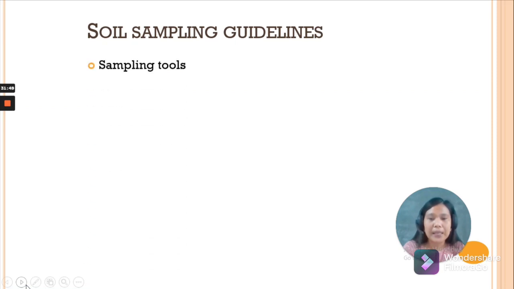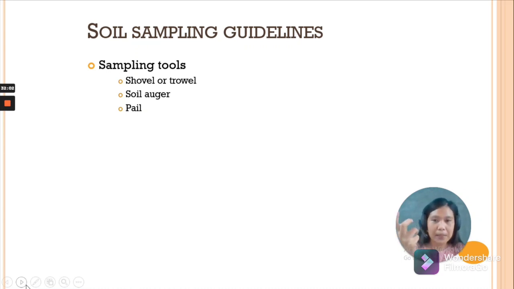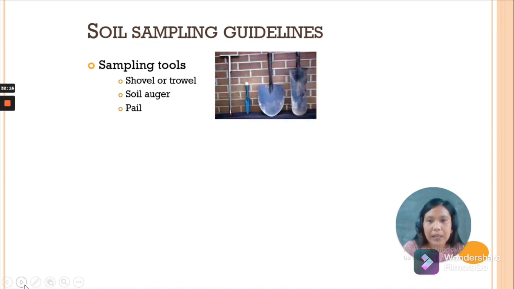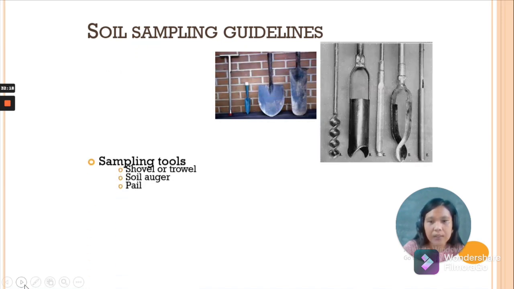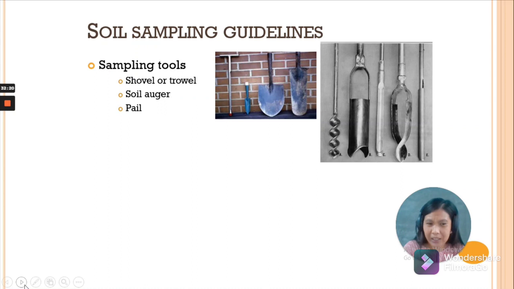So, soil sampling guidelines. We have to prepare these tools here: shovel, trowel, soil awareness. This is on soil sampling. When you apply fertilizer, you keep it in your hand with protection, but you know, Filipino farmers sometimes go without. But I will be focusing on the tools for soil sampling. The shovel, the auger, the pail. You know the pail, right?